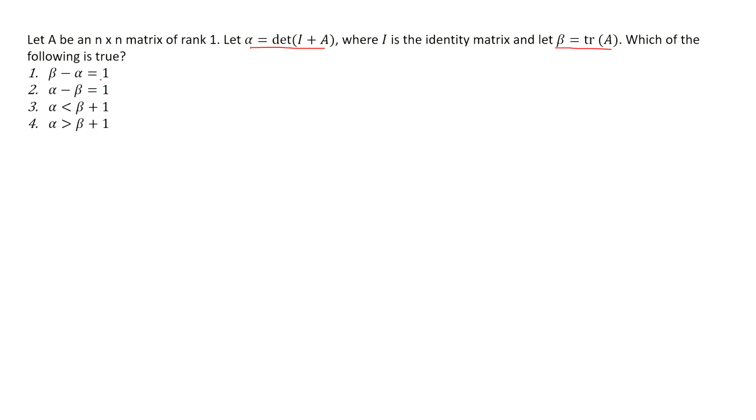Beta minus alpha is equal to 1. Alpha minus beta is equal to 1. Alpha is less than beta plus 1. Or alpha is greater than beta plus 1. So we have to determine the relationship between alpha and beta.